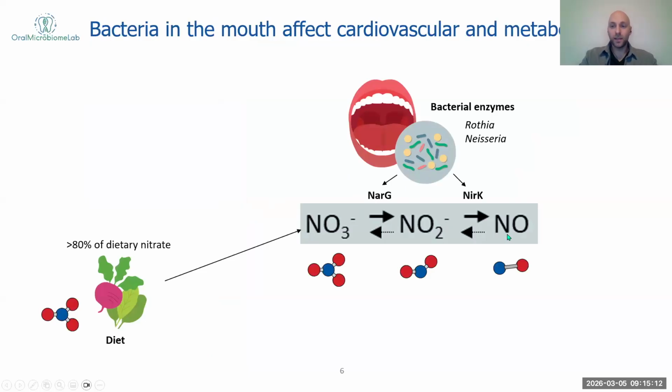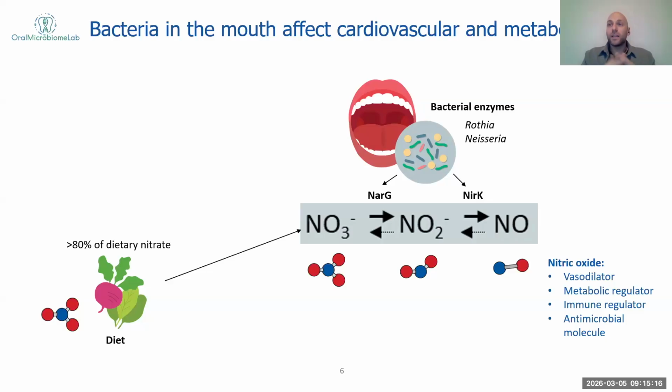And nitric oxide really is the magical molecule, as it is a vasodilator, a metabolic regulator, an immune regulator, and an antimicrobial molecule. And it has been shown that nitric oxide kills certain bacteria associated with periodontitis, such as Porphyromonas, Fusobacterium, and Prevotella. And when we eat vegetables, the bacteria that use nitrate, which are health associated, including Rothia and Neisseria, increase in number.